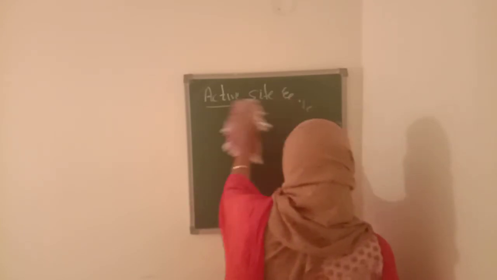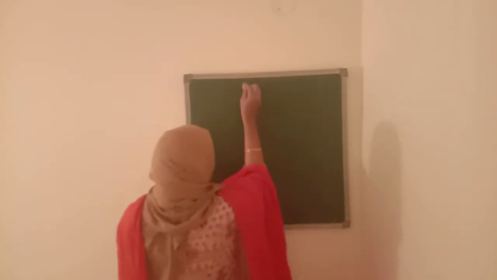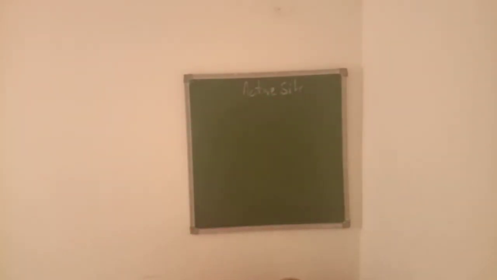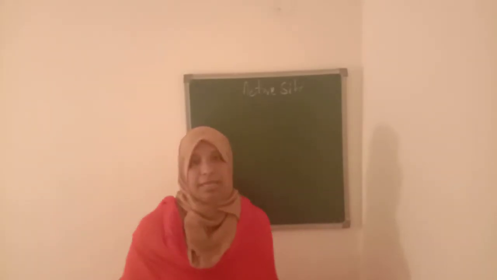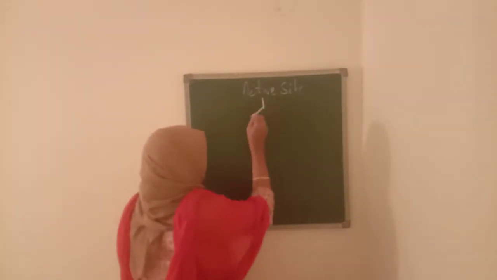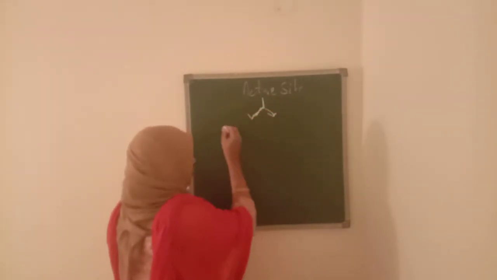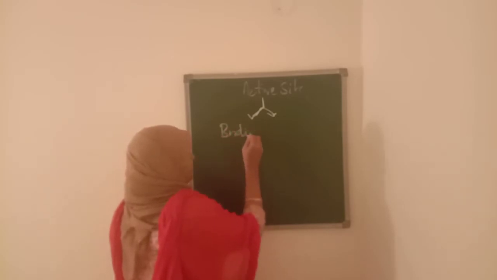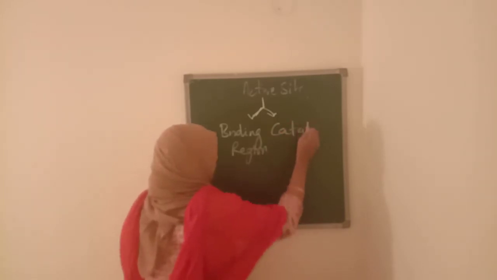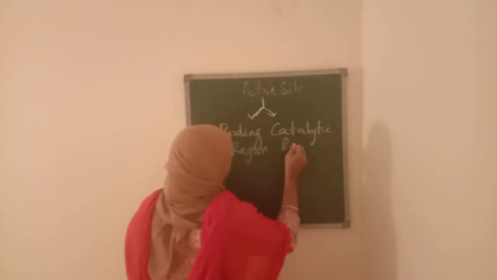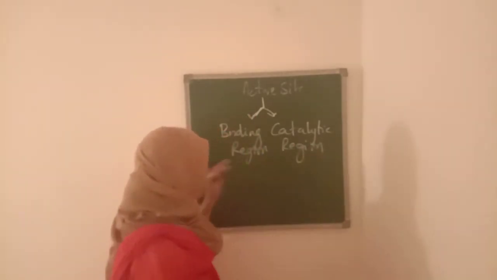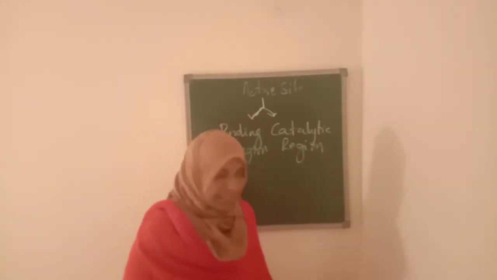Now coming to the active site. If we see the active site, what does that mean? What we have discussed are 2 important functions. First thing is the active site should bind the substrate. Second thing, it should do the catalysis. So the active site has 2 important components: one is the binding region, another one is the catalytic region. What is this active site composed of? The active site is composed of 2 important things: one is the binding region, another one is the catalytic region.